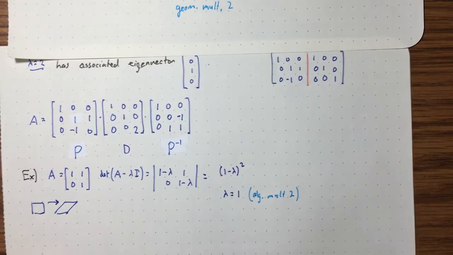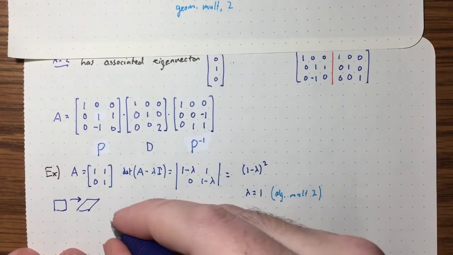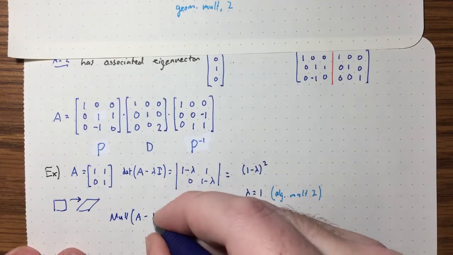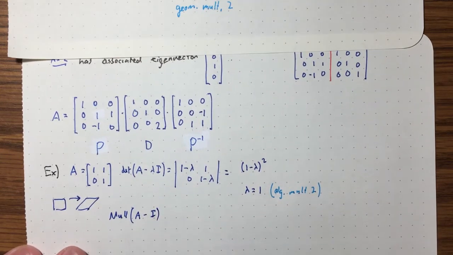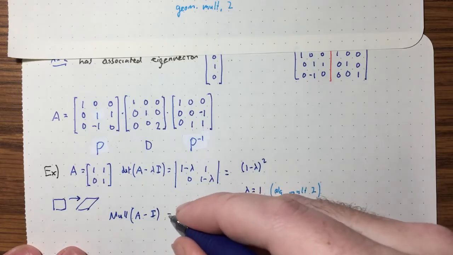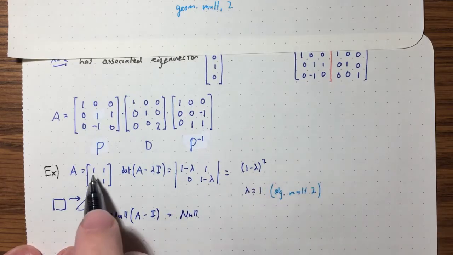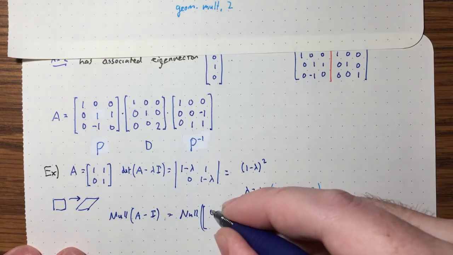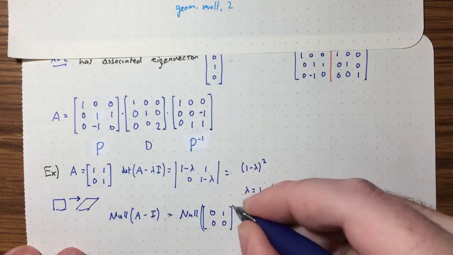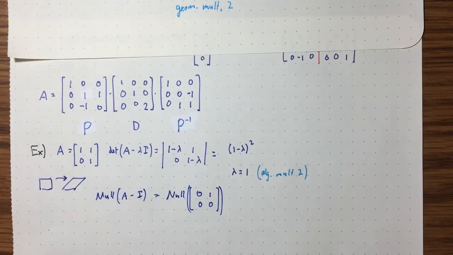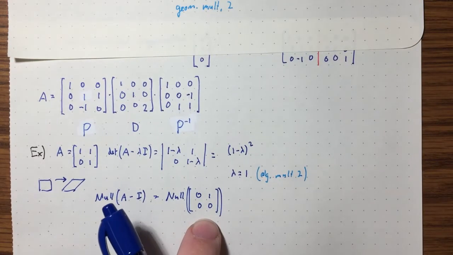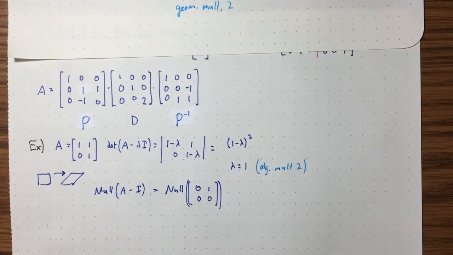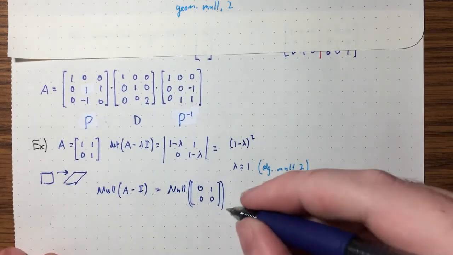Okay, let's try to find eigenvectors. So let's look at the null space. We're going to look at the null space of A minus 1 times I, in this case, right? So what is the matrix? Well, I need to subtract the identity from A. So it's the null space of 0, 1, 0, 0. But this null space is only one-dimensional, right? Because this matrix has rank 1. By the rank-nullity theorem, rank plus nullity has to equal 2. So that leaves only one dimension for the null space.